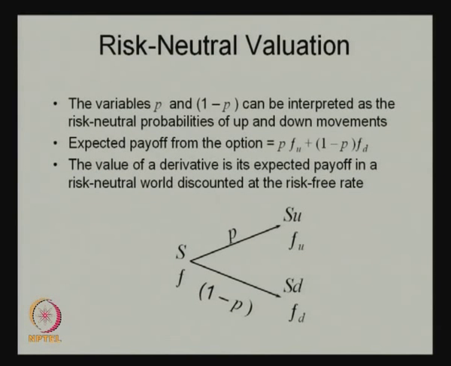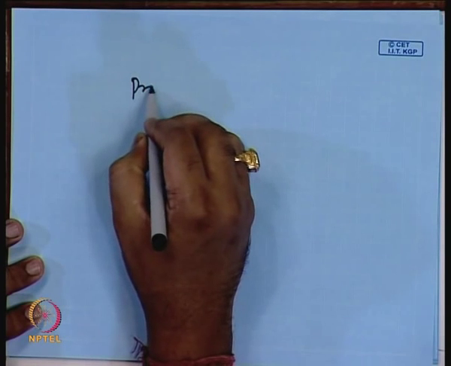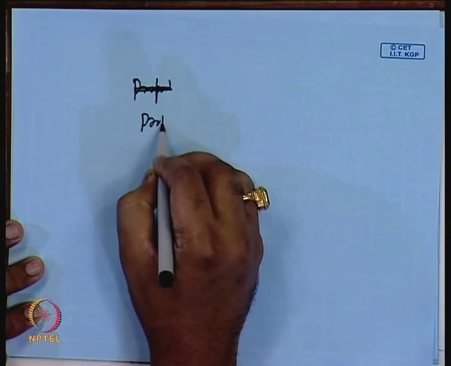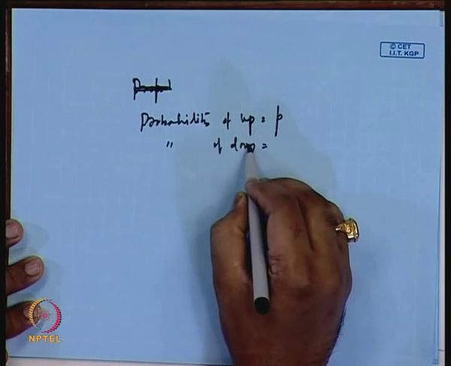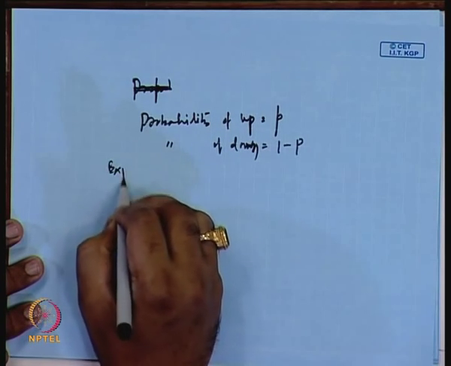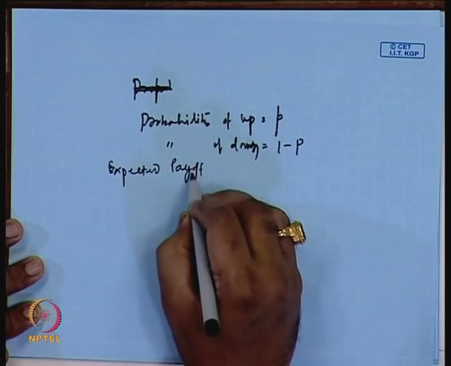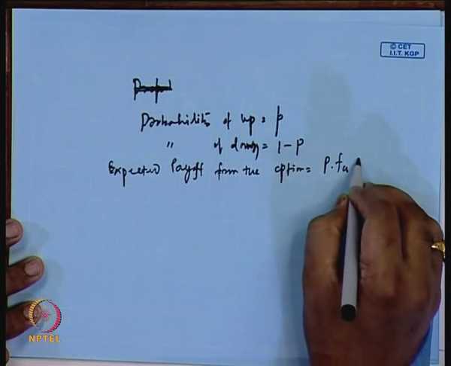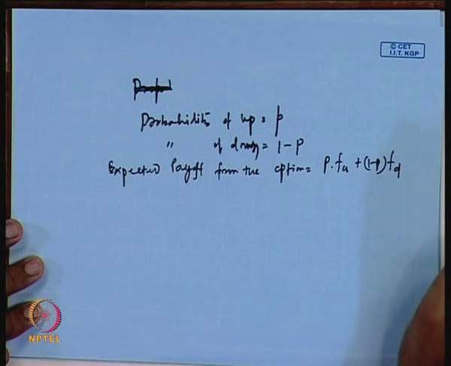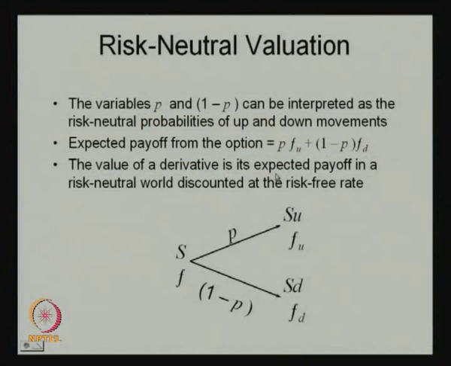So, the variables P and 1 minus P can be interpreted as the risk neutral probabilities of up and down movements, and the expected payoff from the option is probability of upping of this particular price and probability of downing. If the probability of up is P, then the probability of down is 1 minus P. So, that is why the expected payoff from the option is basically P into F of U plus 1 minus P into F of D. So, the value of a derivative is its expected payoff in a risk neutral world discounted at the risk free rate.